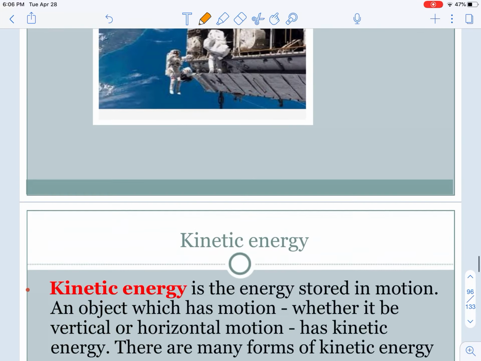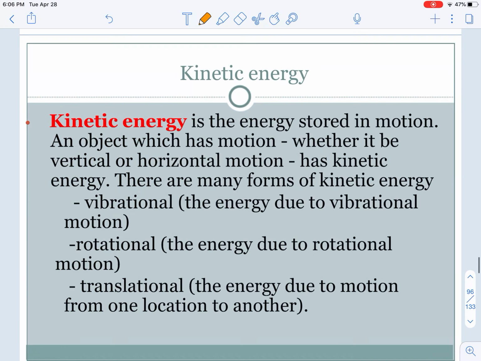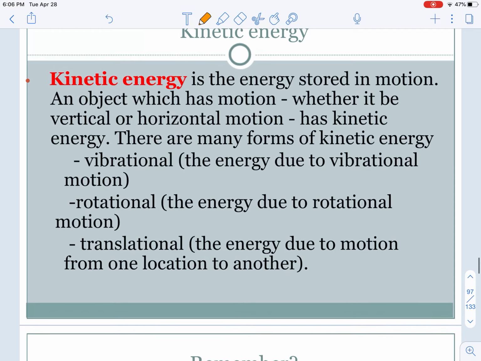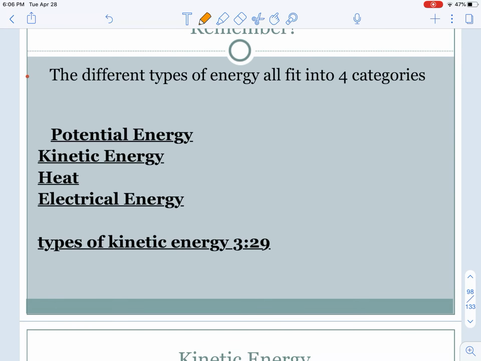This matches your notes pages 23 and 24. And we have a couple of cool videos you can check out on the PowerPoint. But the definition of kinetic energy is the energy of motion. Either if it's vibrational or rotational, any kind of motion is considered kinetic energy.